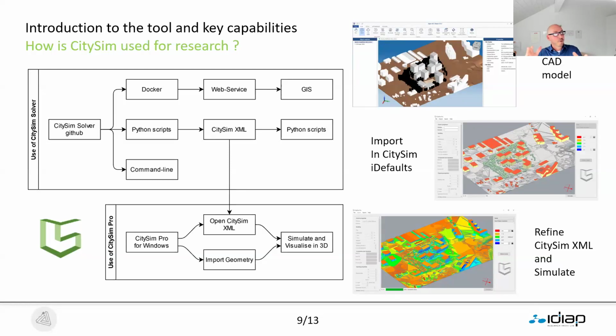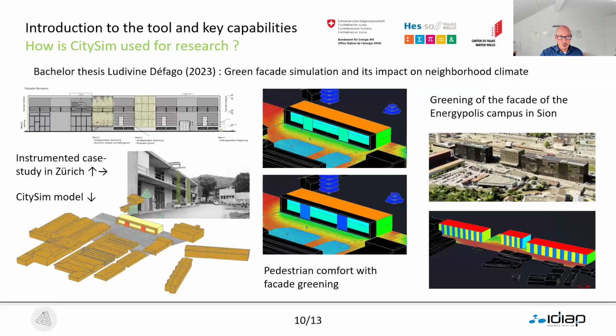But we can also have Python scripts to read the output files and make graphs for publications, for example. And yeah, that's all the different ways, plus a very classic way to use CitySim, which is the command line, which is my preferred way, but I'll let anyone use their own preferred way. So just to show you some examples of research that we carried out in the last years.